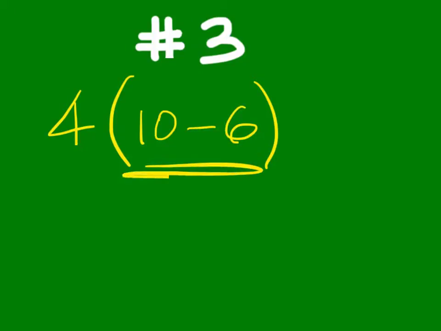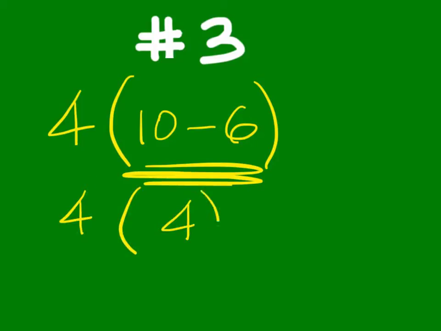You have to start with 10 minus 6 first. 10 minus 6 is going to be 4. So you have the 4 up against the parentheses. That means times, so 4 times 4 is 16. Number 4.